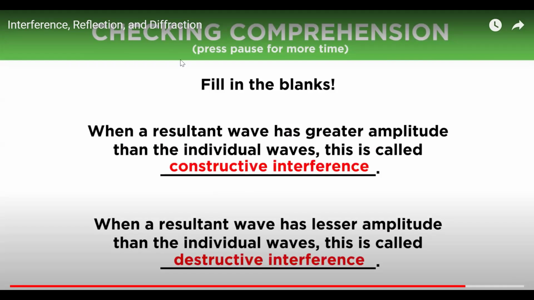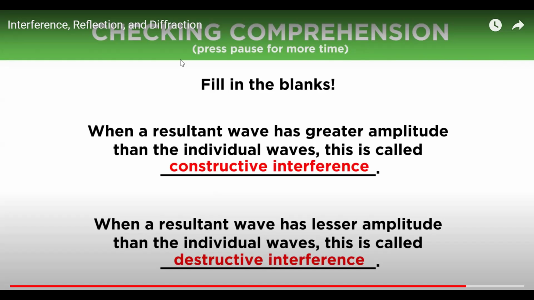Okay, check what you did. When a resultant wave has a greater amplitude, what is the meaning of resultant? Can you tell me? Resultant is the product. What is resultant force? The total force. So then what will a resultant wave be? The total wave, which is made by two different waves combined.